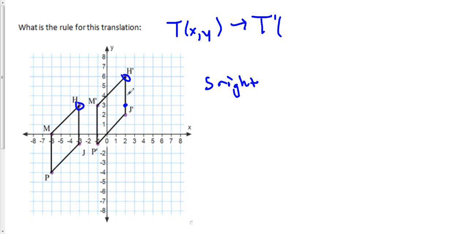And then we had to go 1, 2, 3 up. So using that information, 5 to the right and 3 up, well, 5 to the right means we're increasing on our x value. So x plus 5. 3 up means we're increasing on our y value. So all the y values added 3. And that would be our rule then.